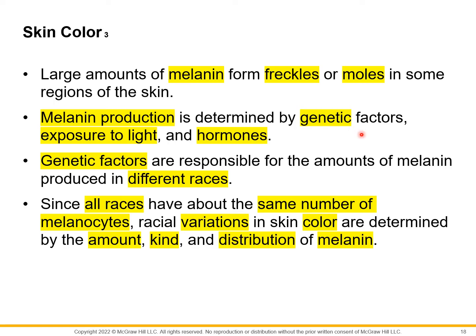Next, as we can see right here, genetic factors are also responsible for the amounts of melanin produced in different races. So notice that, depending on our race, nag-iiba-iba din po yung skin color natin. So Caucasians are more white, Asians have a bit more yellow undertone in terms of our skin color. Although for us Filipinos, diba, medyo wide range na rin yung skin color na pwede natin ma-observe. There are a lot of Filipinos that have deeper or darker skin tones. There are a lot of Filipinos that have a more fair or lighter complexion.